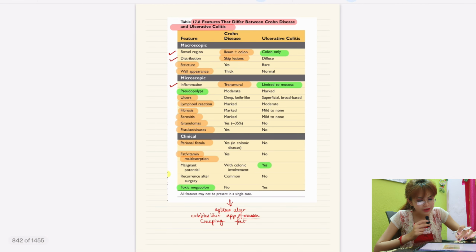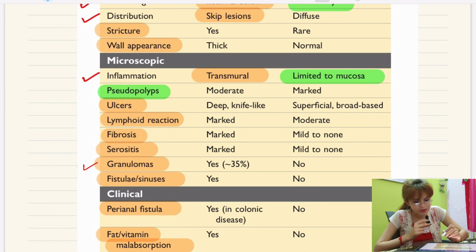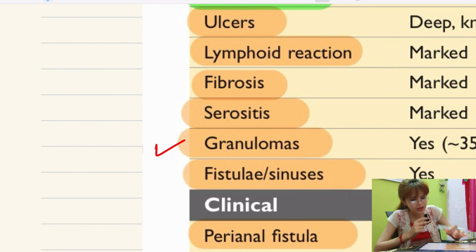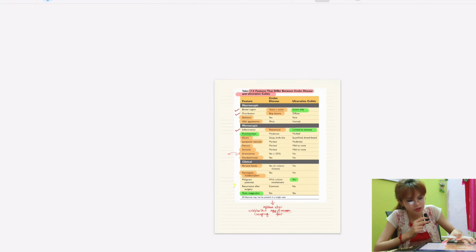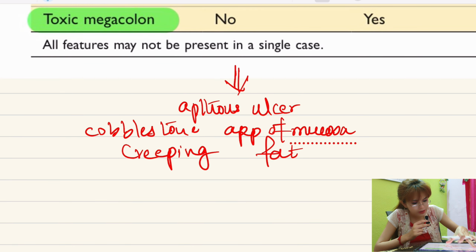So now let's see if we can get these points. So granuloma, yes, there is granuloma present in Crohn's disease and absent in this, and this granuloma is basically of the non-caseating type, right? So what are the extra points that we have learned just now?